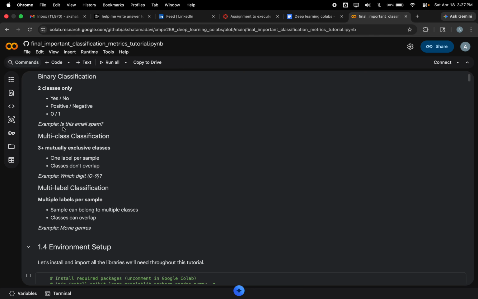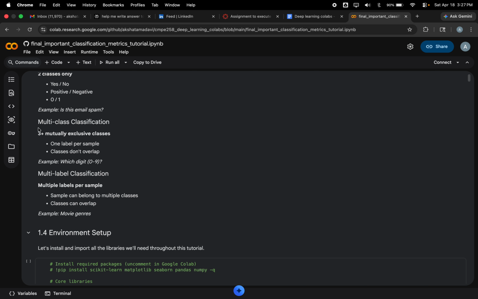The example can be, is this email a spam or not? Then we have multi-class classification, which is 3+ mutually exclusive classes. So one label per sample, and the classes don't overlap. An example can be which digit is this, and it can be 0 to 9. So these are mutually exclusive classes.